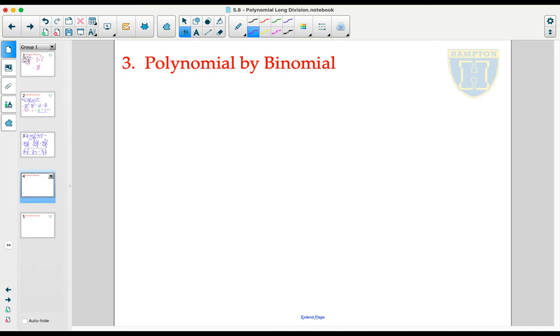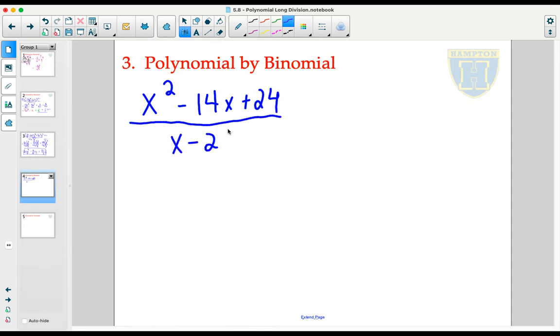For our next division situation, we're going to consider what it looks like to divide a polynomial by a binomial. The example that we're going to look at is actually an example that we're probably pretty familiar with how to solve. X squared minus 14x plus 24, all divided by x minus 2.